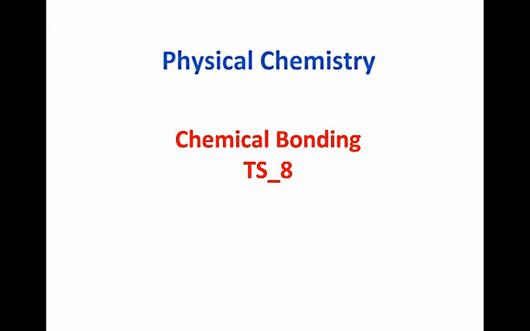Dear students, welcome to the chapter Chemical Bonding and its theory session number 8 in physical chemistry. In our last theory session, we discussed the valence shell electron pair repulsion theory, or the VSEPR theory. This theory session number 8 will deal with the molecular orbital theory, in short known as the MO theory.